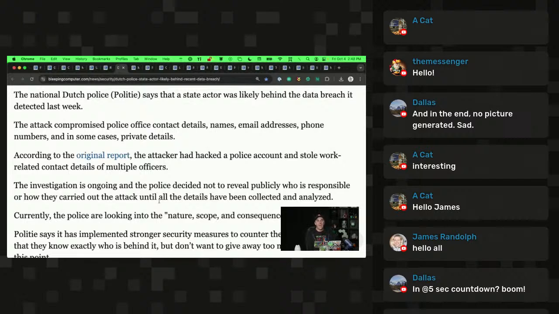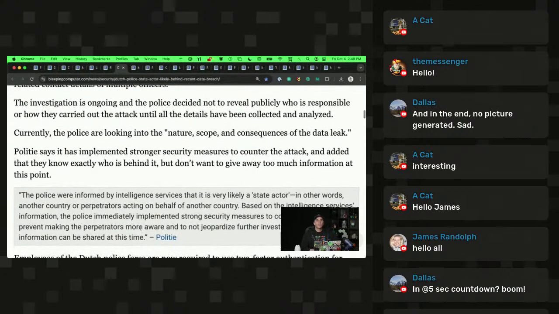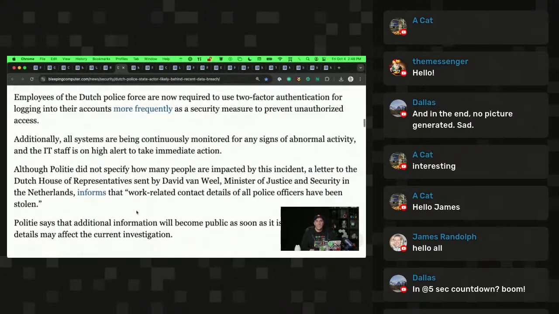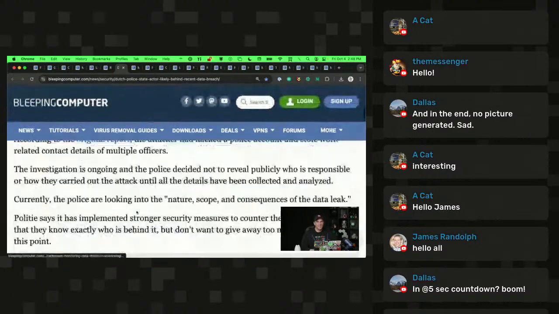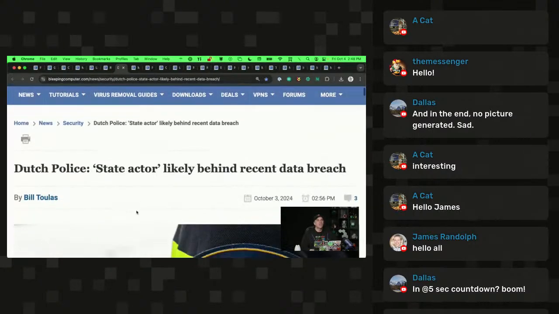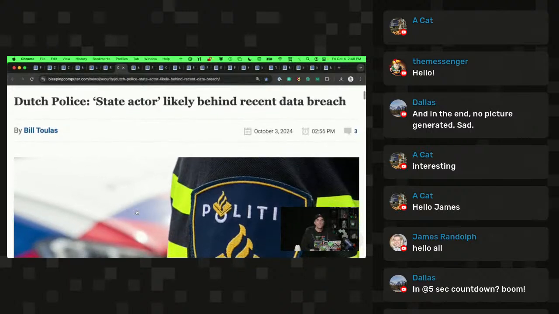But the Dutch National Police are saying that their intelligence agency tipped them off and warned them that the breach associated with the release of lots of very sensitive officer information was very likely due to a nation state intelligence service. So they're saying that they've implemented stronger security measures in the wake of the attack, but obviously getting news that this wasn't just like a cybercrime group or something like that. It was actually a targeted attack by likely an intelligence service of another country is certainly upsetting news.